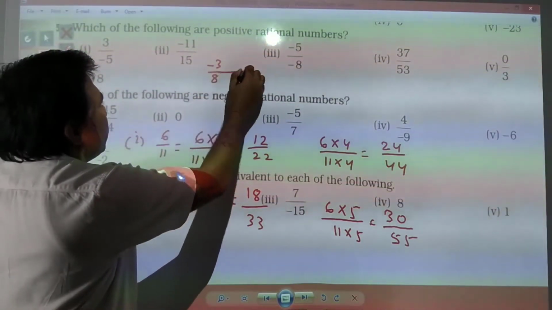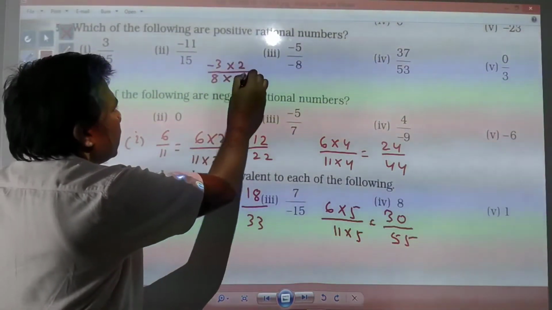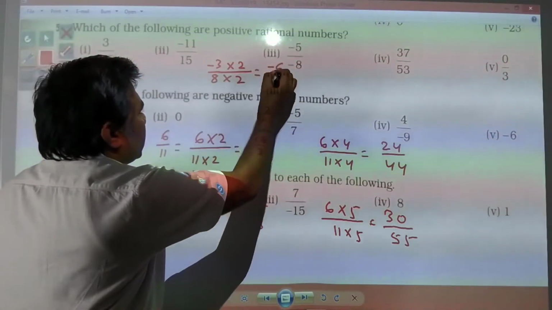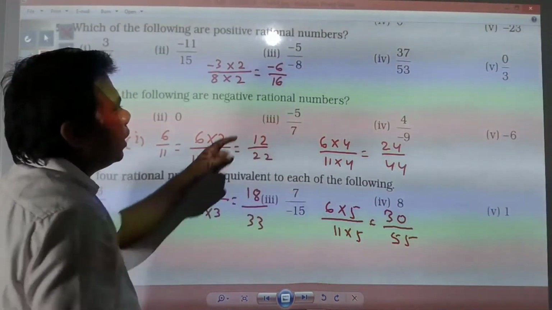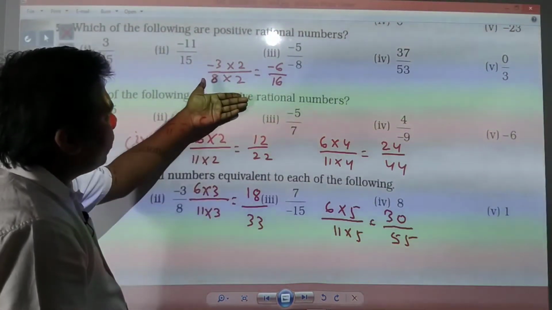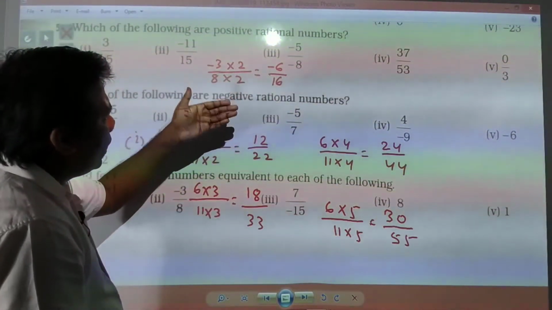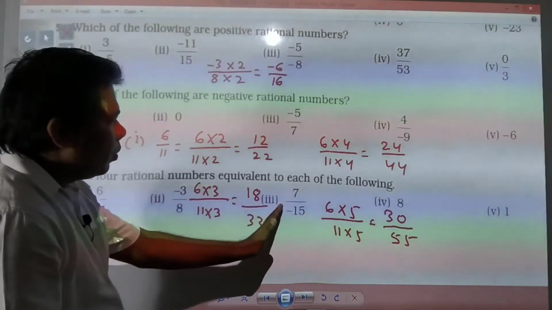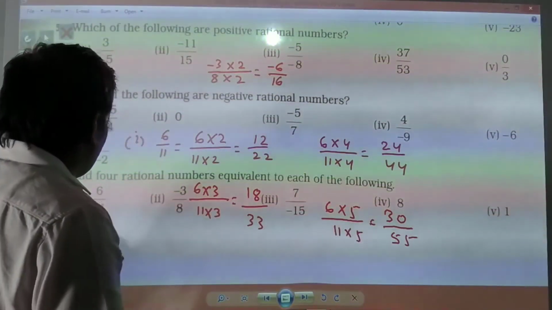So this needs to be multiplied by 2 first. So you will get 2 times 3 is 6, so minus 6, and 8 times 2 is 16. So this is the first equivalent rational number. Then you multiply by 3, then 4 and then 5, and you find it out for each and every question. I hope you will be able to do it.